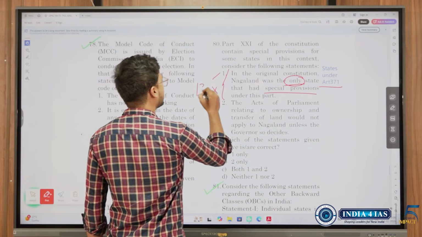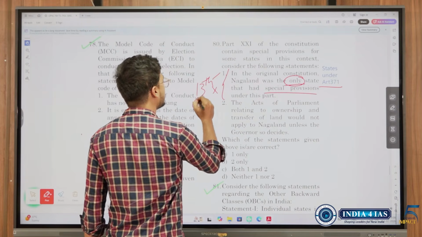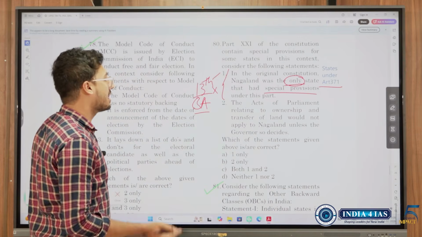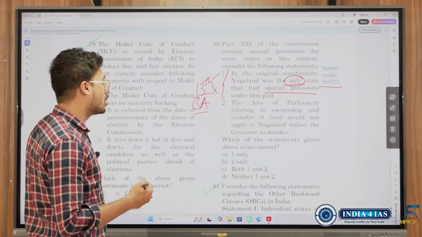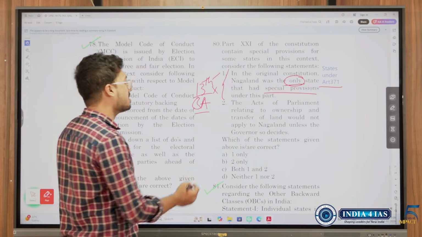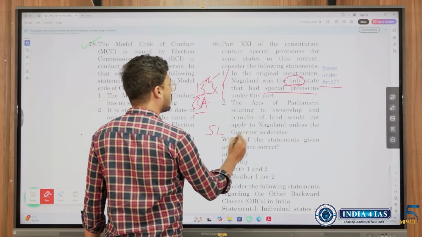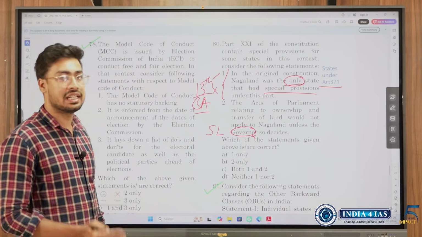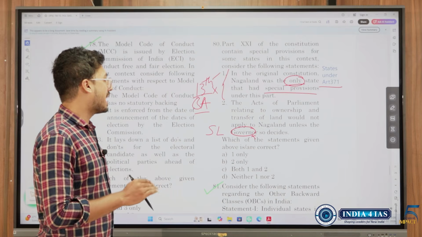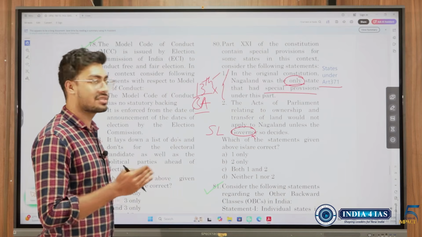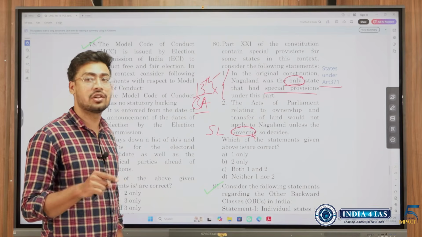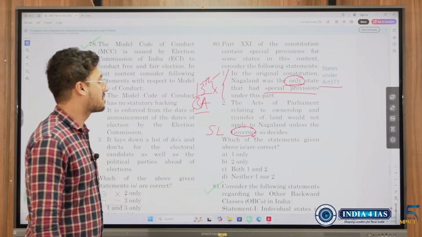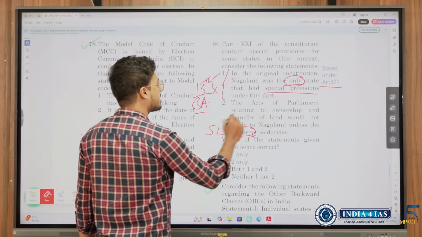It was added by the 13th Constitutional Amendment. It was not present in the original Constitution. So acts of Parliament relating to ownership and transfer of land would not apply to Nagaland unless the state legislature of Nagaland decides, not the Governor. If an act of Parliament or state legislature has to happen on the Governor's consent, then that would be called a 6th Schedule area, not the 5th Schedule area, not falling under special provisions. So it's not the Governor, it is the state legislature.